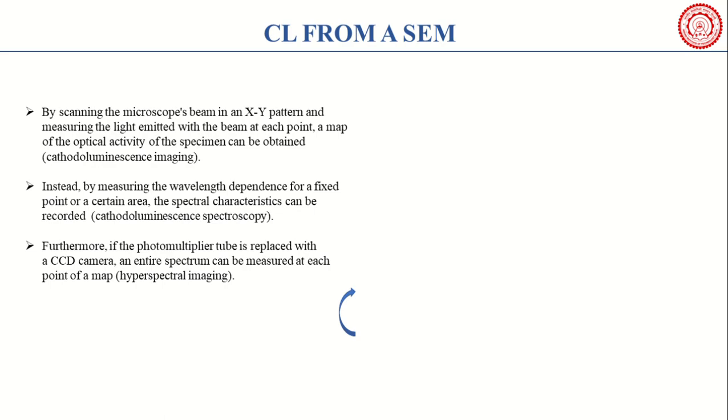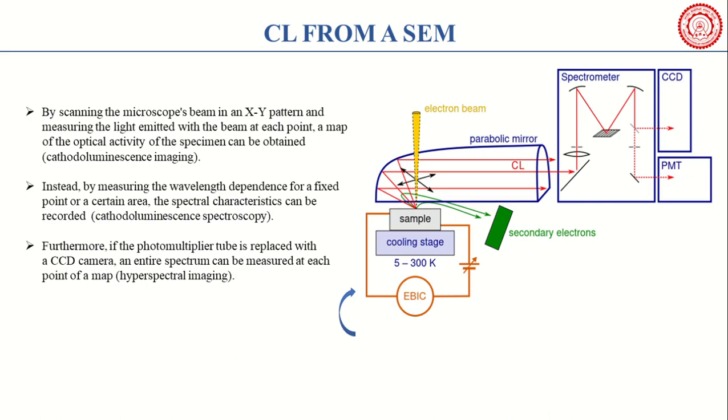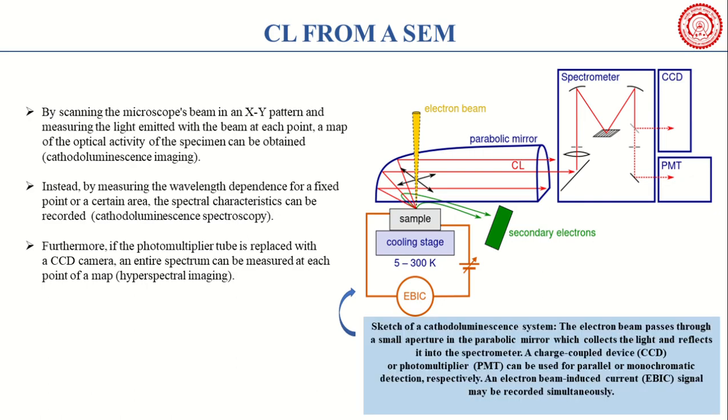Now here is CL from a SEM, that is scanning electron microscope. Here is the image, and it shows the sketch of a cathodoluminescence system. Here the electron beam passes through a small aperture, and the parabolic mirror collects the light and reflects it into the spectrometer, and a charge coupled device, that is CCD, or a photomultiplier can be used for parallel or monochromatic detection respectively. Both can be used for detection of the light passed through the spectrometer after passing from the parabolic mirror.